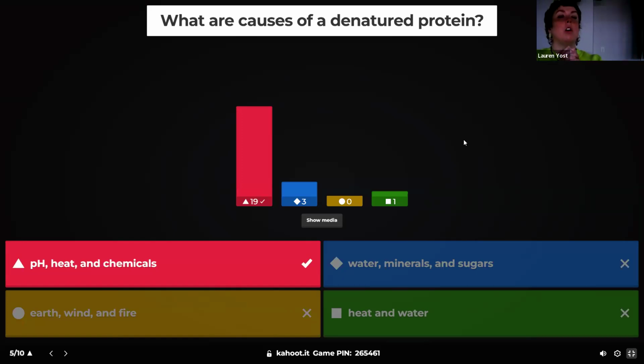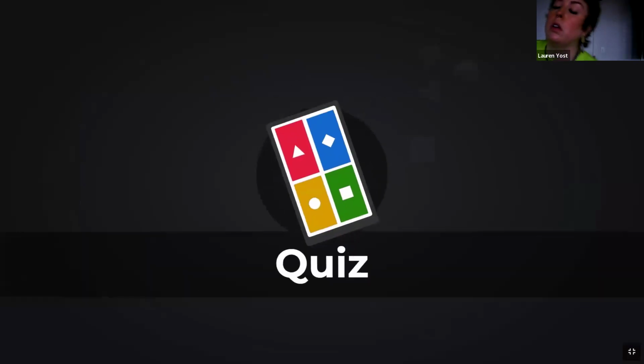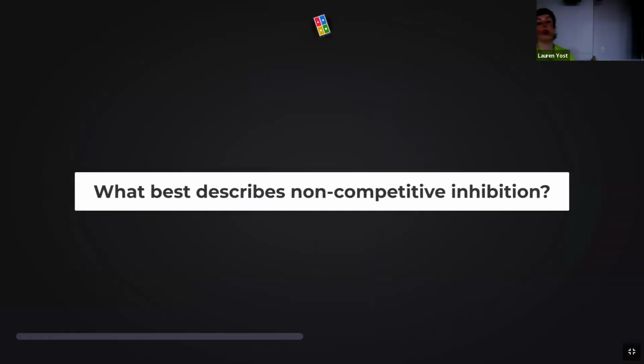Or you can cause those weak associations to dissociate by adding in heat. Chemicals can also have a similar effect. We'll learn about how these things can destabilize protein and how that can be used basically to control microbial populations when we get to chapter 11, which is our first chapter for unit 3. What best describes non-competitive inhibition?